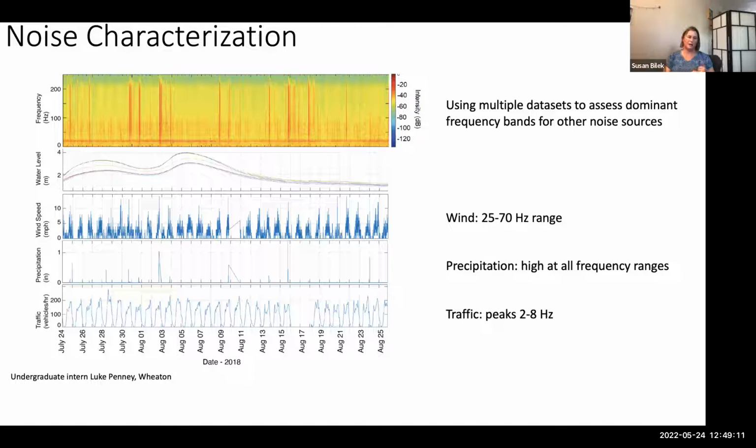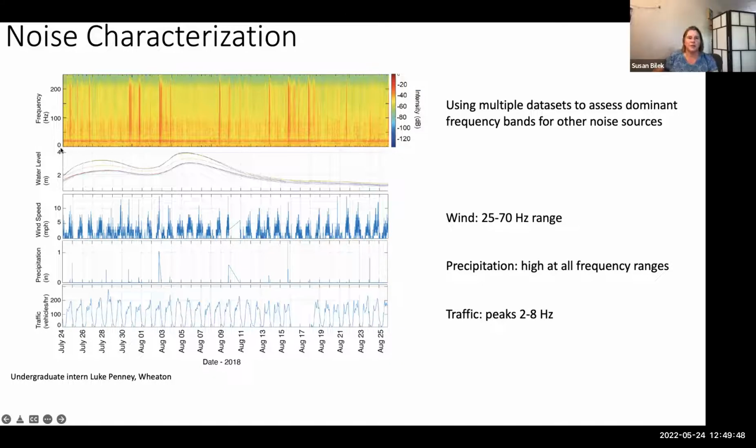Again, we need to consider the range of noise sources before we try to identify a frequency band to compare to the water level data. And this was some work that was done with an undergrad intern where he was looking at periods of high winds because we had a weather station there, precipitation, and also traffic. And then trying to characterize the noise or the sources, the frequency band of those noise sources. And so he had kind of tried to outline the frequency ranges for these particular noise sources.